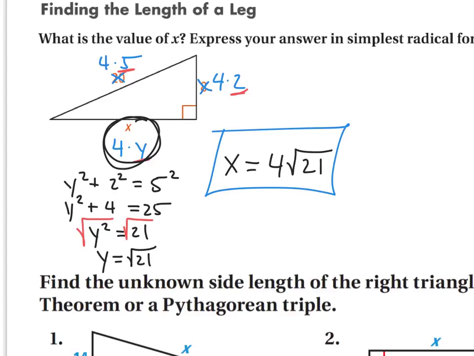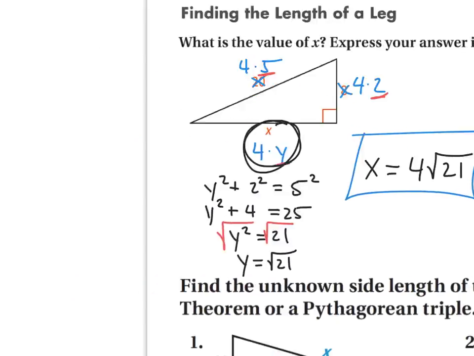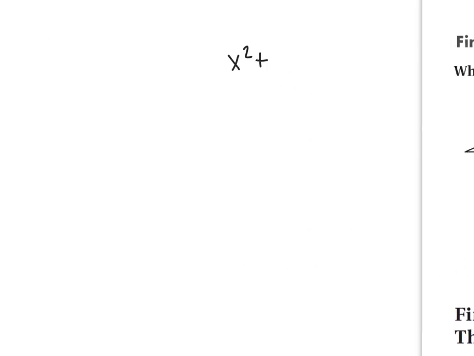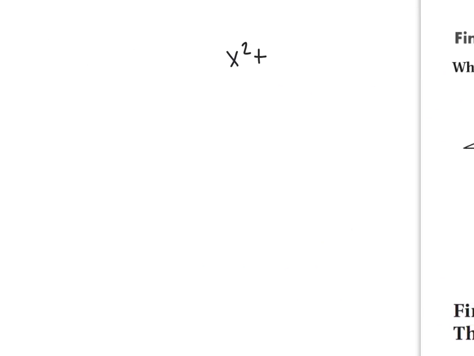So what if you say, all right, Mr. Bobier, what you just did is crazy confusing. I just want to plug into the Pythagorean theorem. Okay, that can be done. We had x squared plus the other leg, 8 squared, and our hypotenuse was 20. So x squared plus 8 squared equals 20 squared. And now we work that out.